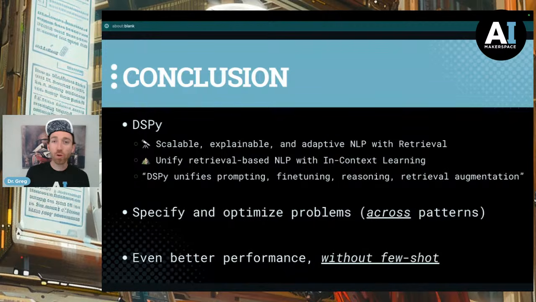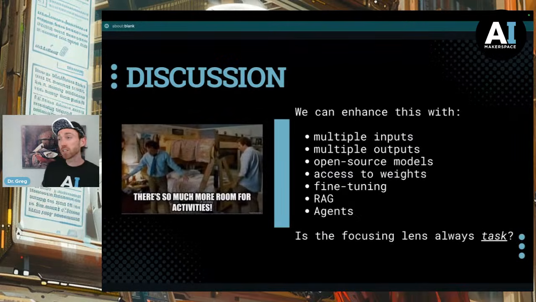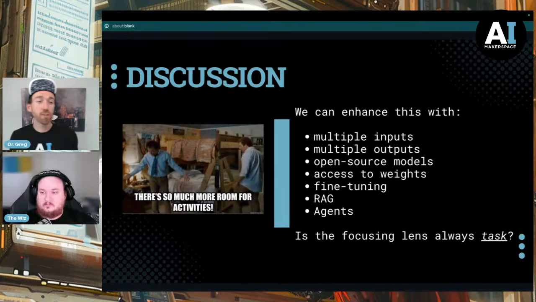At the core, what we're really doing is specifying so that we can optimize problems across these patterns with access to whatever data we have, including and not limited to the prompts, weights, and more. And we saw even better performance today, again, on a closed source LLM without using this classic one-shot, two-shot, few-shot prompting approach. So I want to kick off the discussion, Wiz, with a little overarching question here.